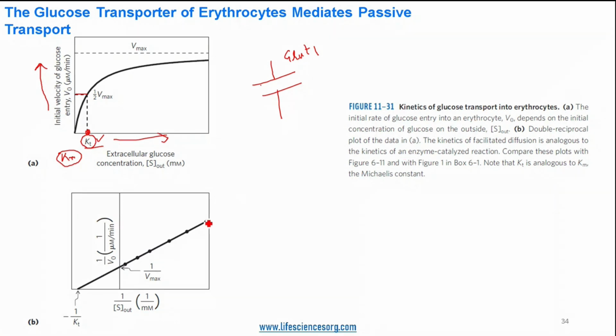Transport constant maybe it is. And if we draw the same graph between the reciprocal of the substrate concentration and the reciprocal of the velocity, we get a straight line.